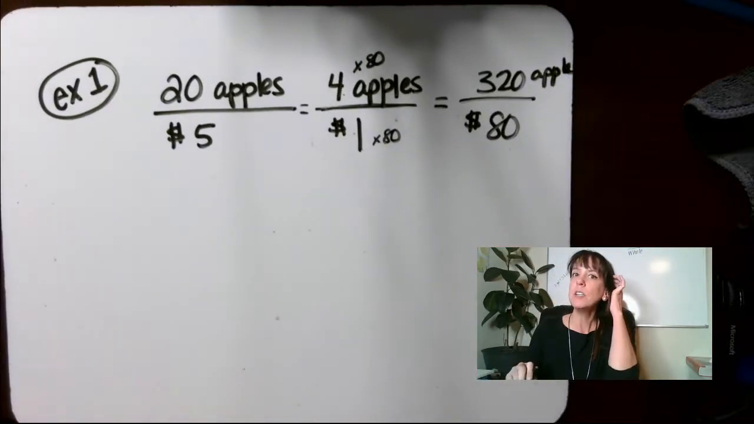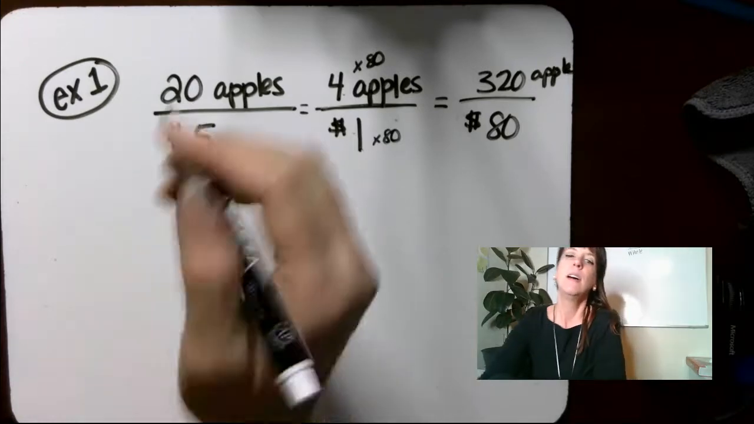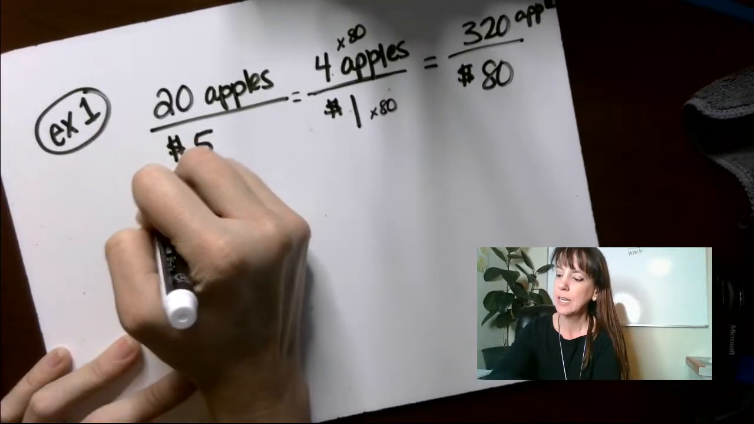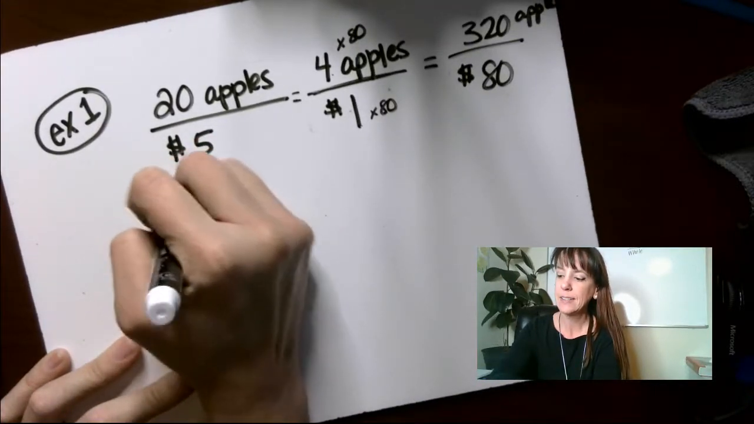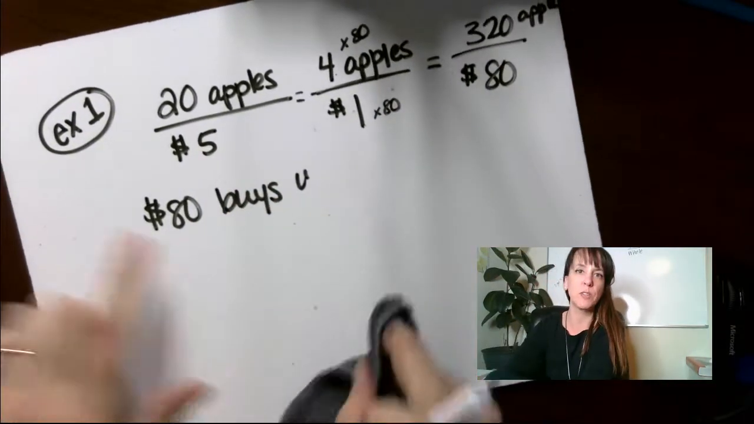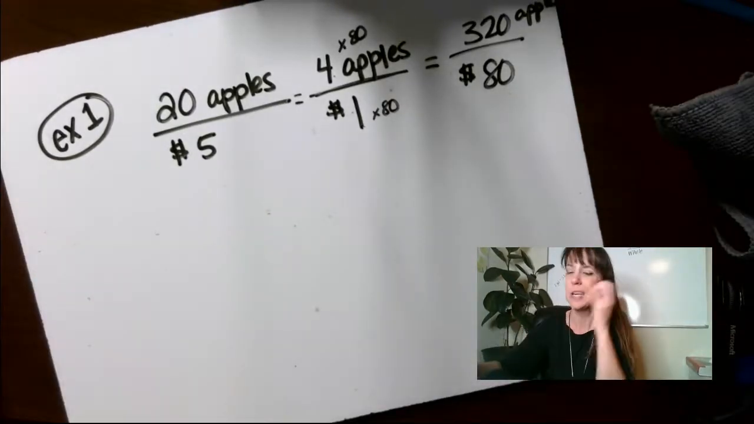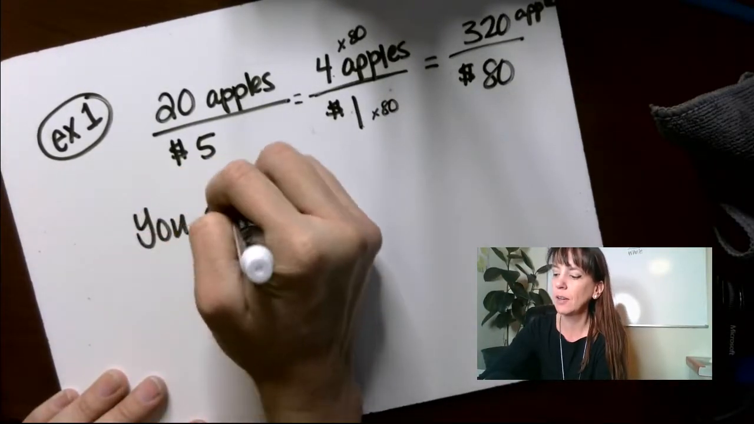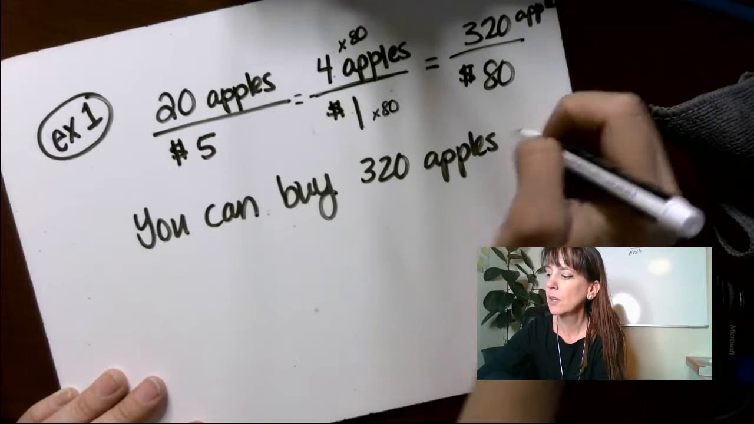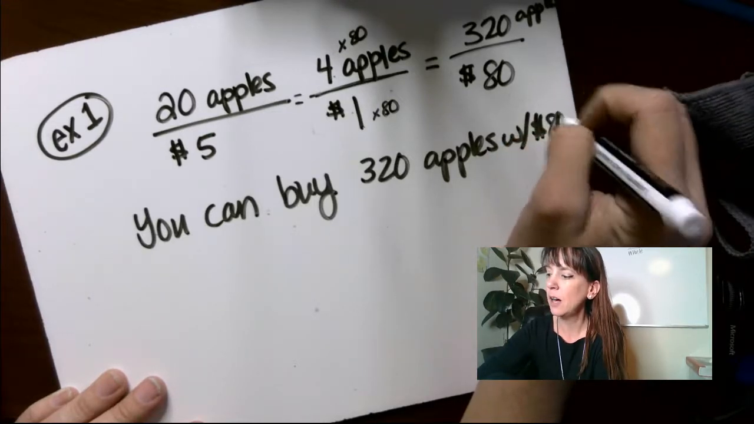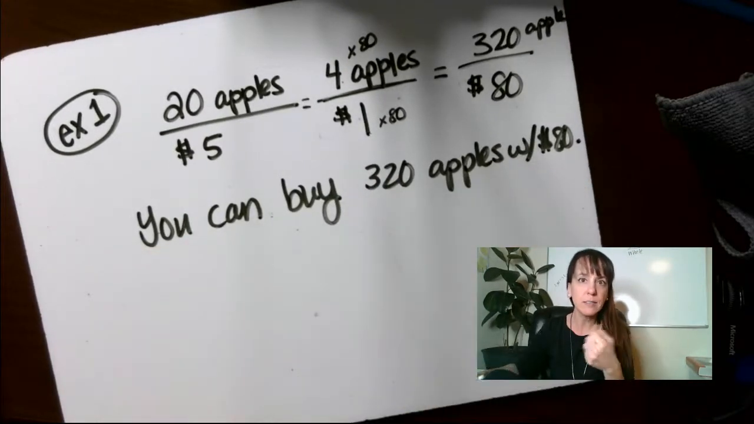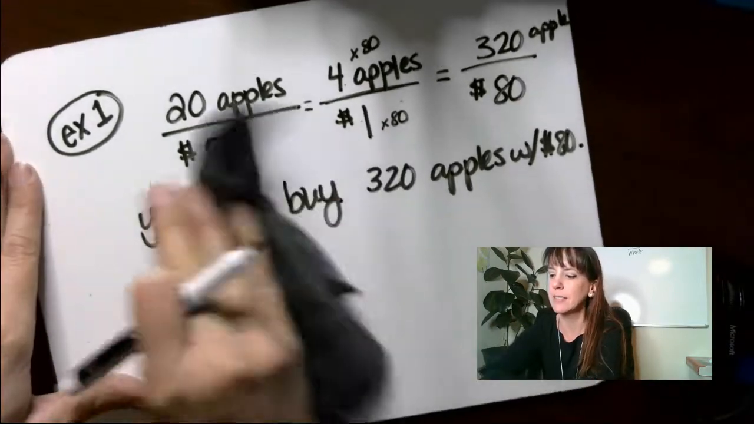Remember, this is a word problem, so your word problems need to have a complete sentence for an answer and units, right? So it'd be 320 apples. So you would say $80 buys, or how about this? Because if you start a sentence with numbers, you should technically write it all the way out. So how about you can buy 320 apples with $80. Look at that, my sentence has a capitalized first letter, and then a period. It's a complete sentence. Be good about that. All right, guys. That was example number 1.